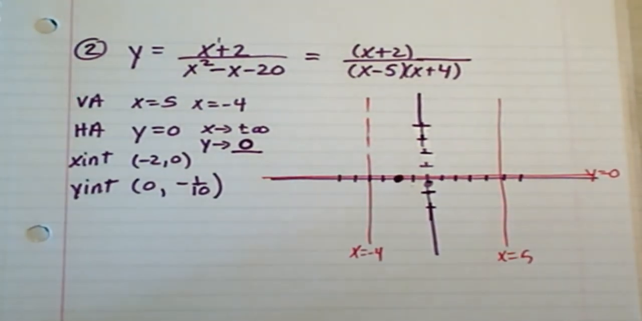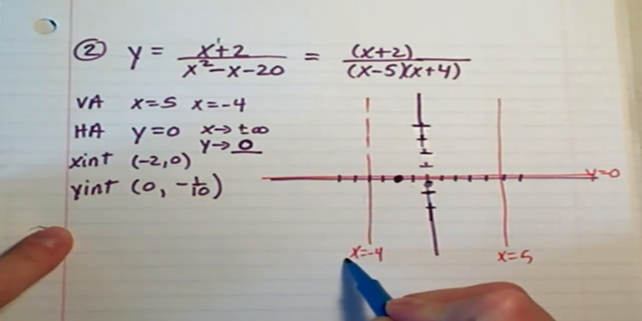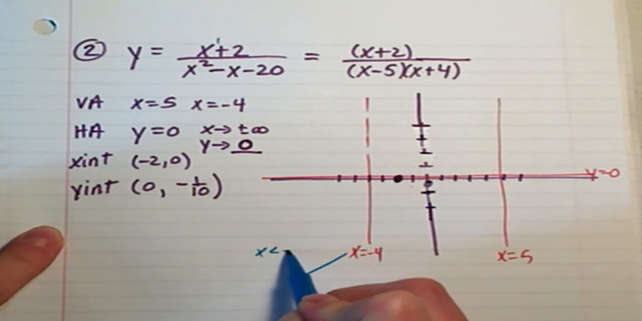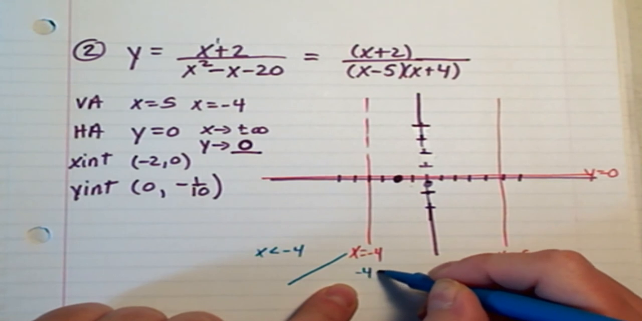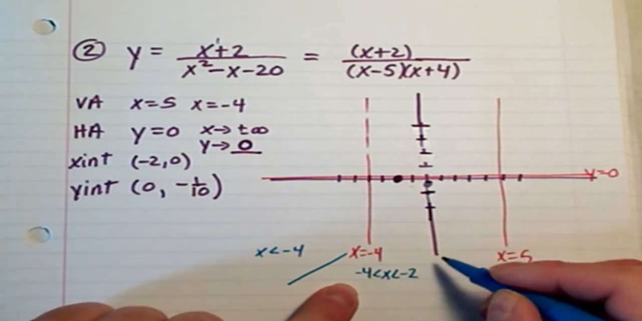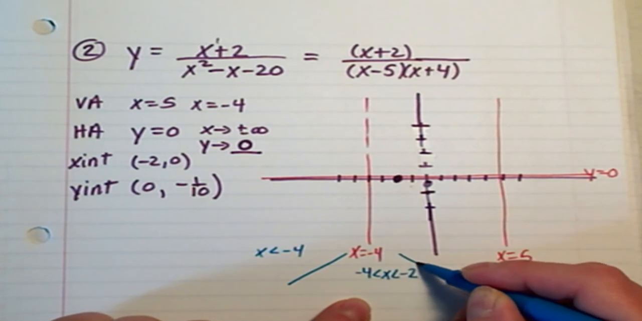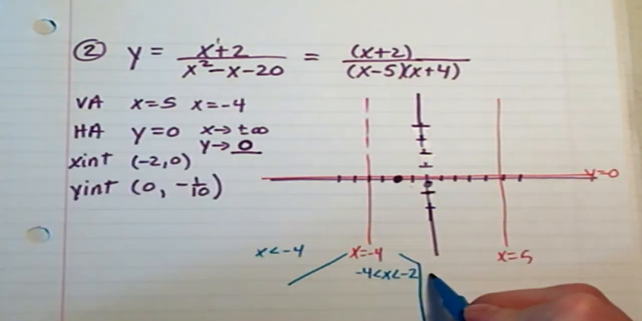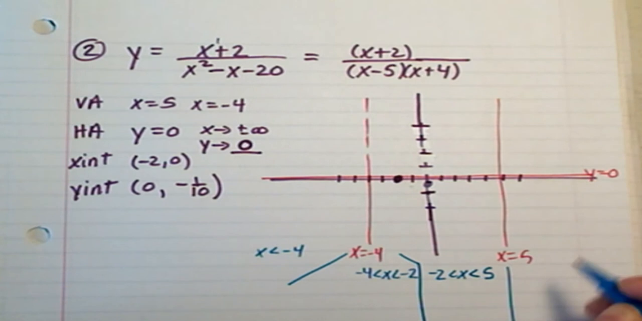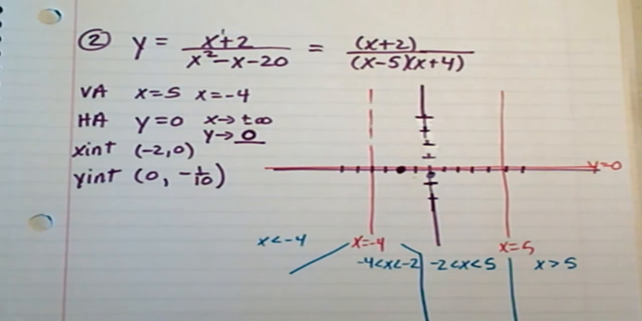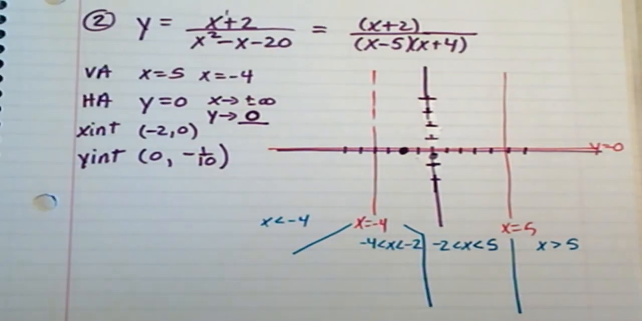So if I'm looking at this, I have to think about the different sections of the graph. Okay, so I have the outside section. Okay, this is x is less than -4. Okay, I have this little tiny section which is between -4 and -2. Okay, that's right here. Then I have this section here that's between -2 and 5. Okay. Then I have this section here that is more than 5. And you just need to kind of test it to see whether it's going to be above or below the axes.